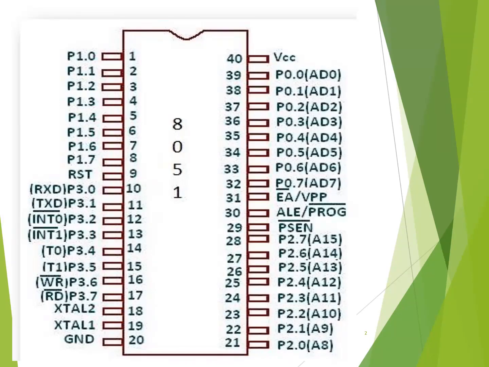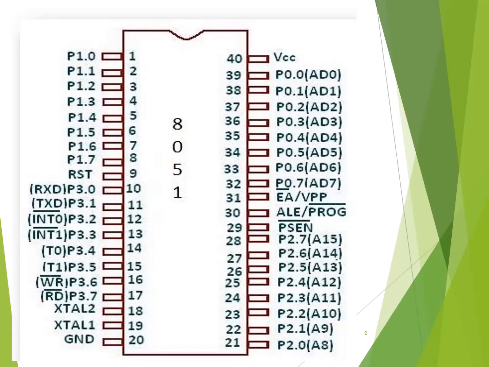Next, pin numbers 19 and 18 are XTAL 1 and XTAL 2. These two are the crystal oscillator pins. The 8051 has an internal clock circuit, hence a crystal of proper frequency is connected directly to these pins. Pin number 9 is RST, which stands for reset. A high on this pin will make the 8051 microcontroller reset.